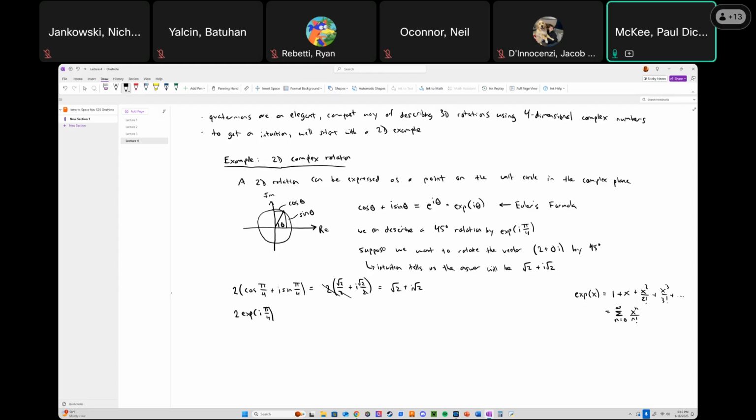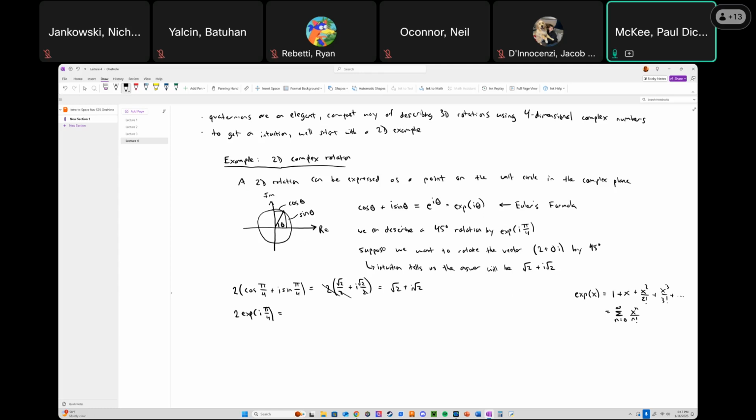And if you plug in 1, so what is 1 plus 1 plus 1 squared over 2 plus 1 cubed over 6 plus so on and so forth, you get e. That's where Euler's number comes from. The exponential function evaluated at 1 is Euler's number, e. But the exponential function is more fundamental than the exponential number. So 2 exp of I pi over 4, what's that going to work out to?